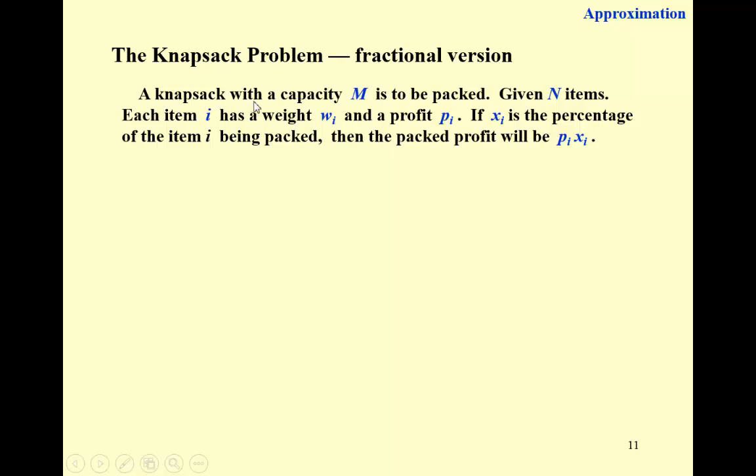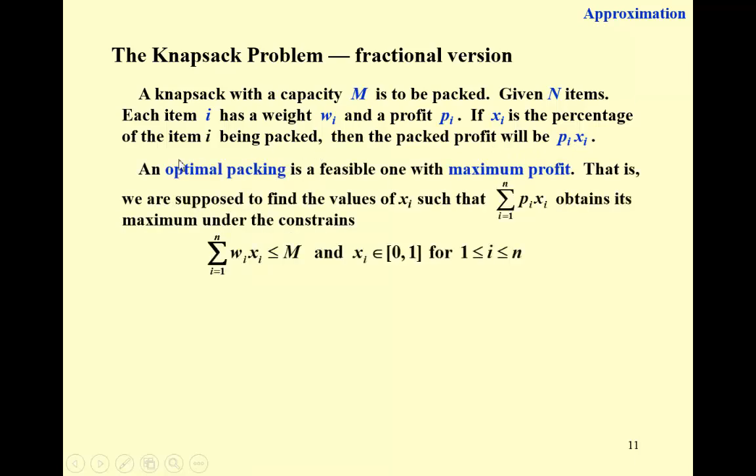We say a knapsack with a capacity M is to be packed. Given n items, each item i has a weight and a profit. And if x sub i is the percentage of the item i being packed, it means that we don't have to take the whole item. We can only take x sub i percent of the item. If we only take part of the item i, then the packed profit will be the total profit times this percentage. And optimal packing is a feasible one.